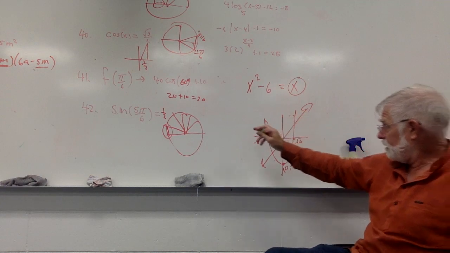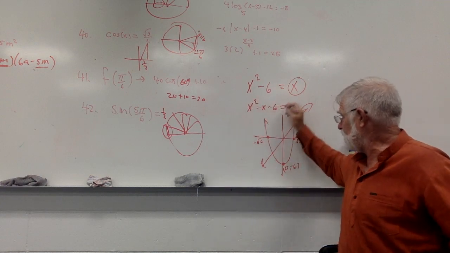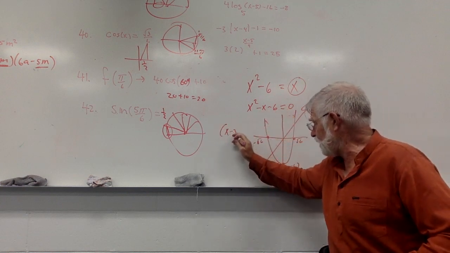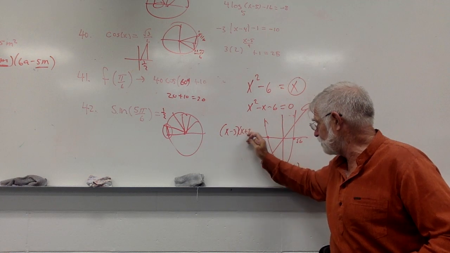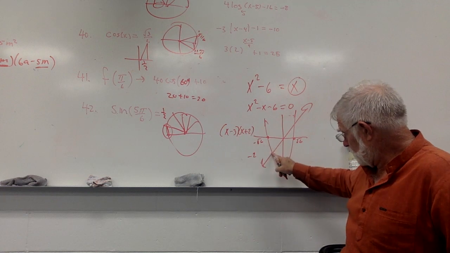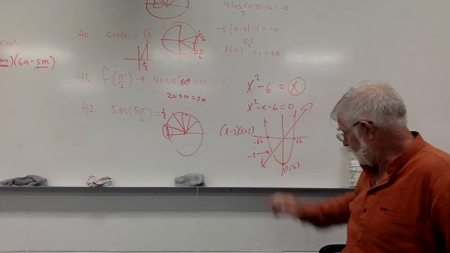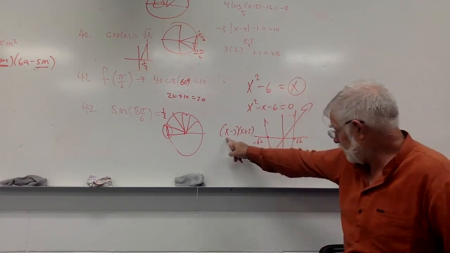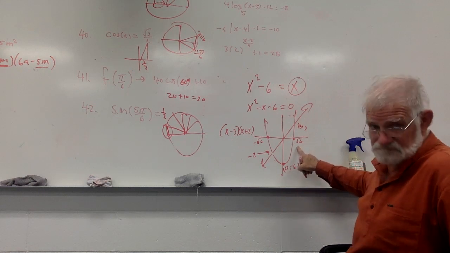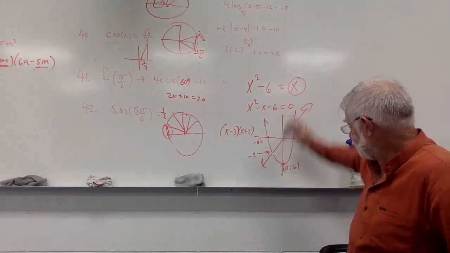So how do we solve it? X squared minus x minus 6 equals 0. Well, that's factorable. That's x minus 3 times x plus 2. x is negative 2. Is that number to the left of negative 2? Yes. So that's negative 2 right there. That's the intersection. And this one is positive 3. Is 3 bigger than the square root of 6? Yeah, it's right where it belongs. Okay, so that's how you do that one.